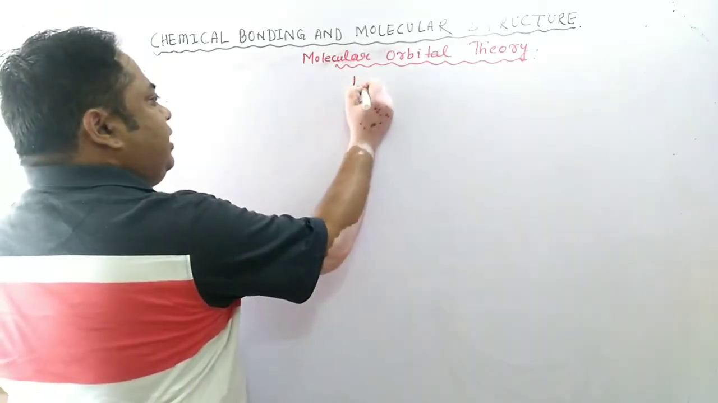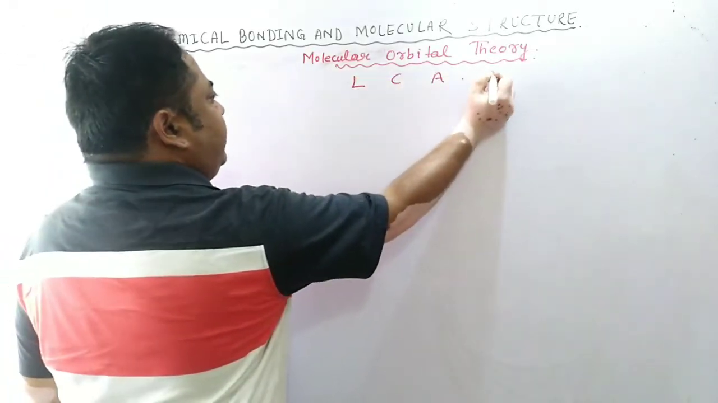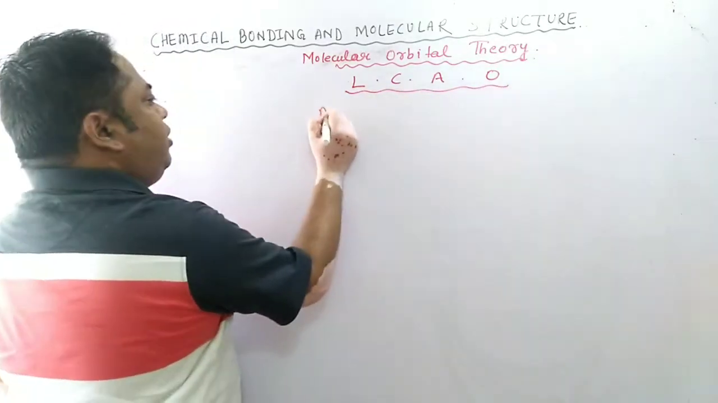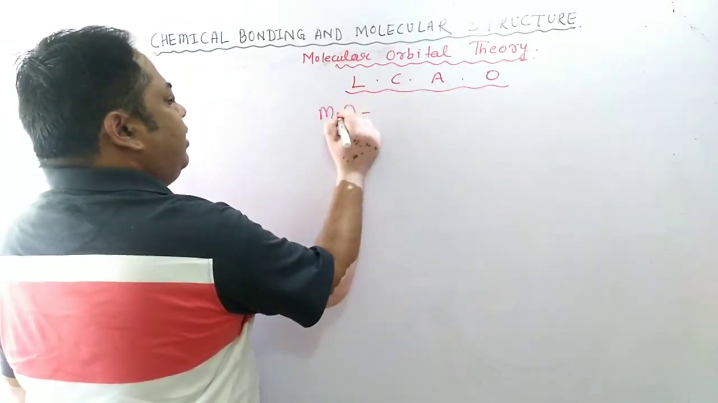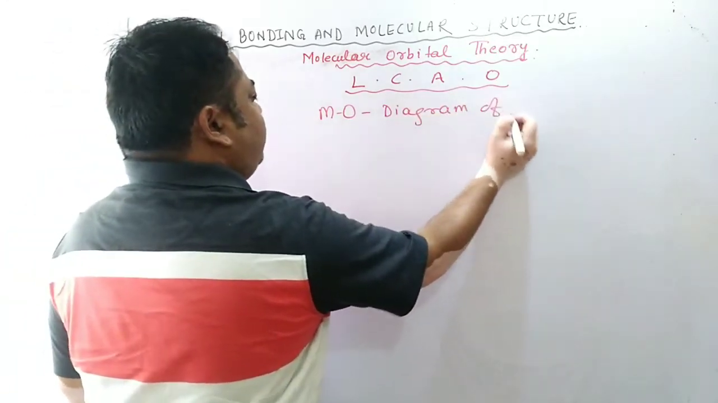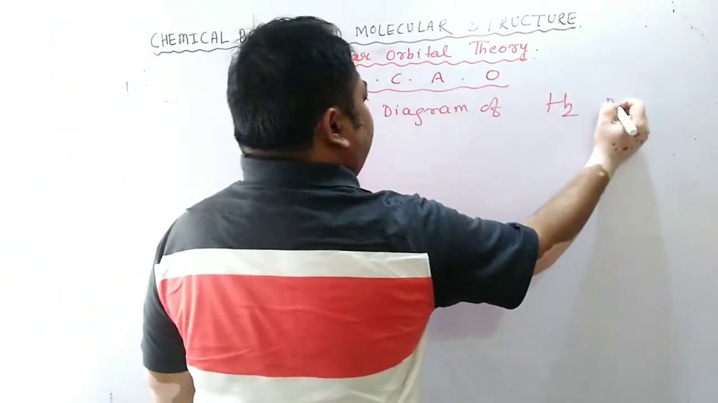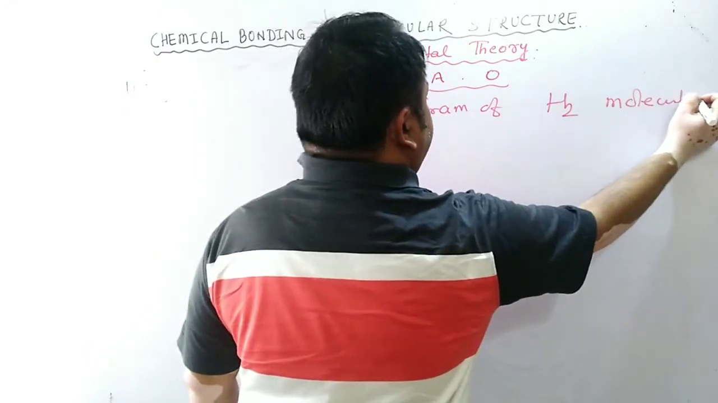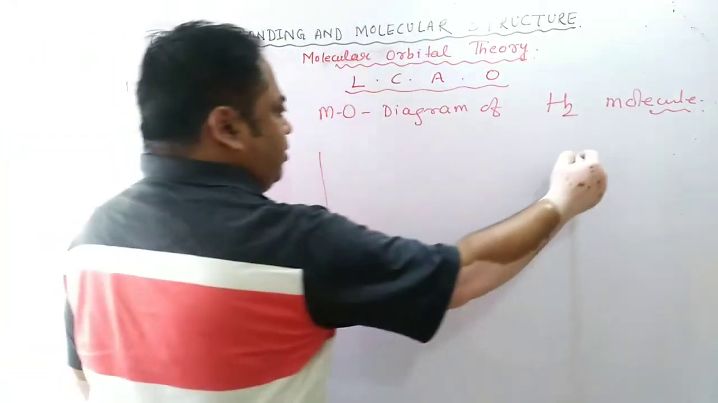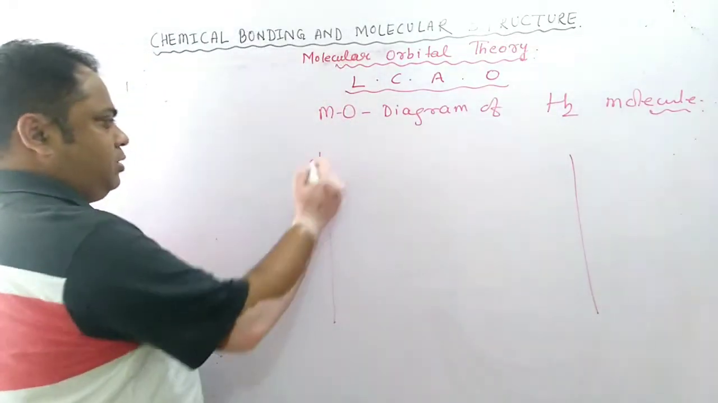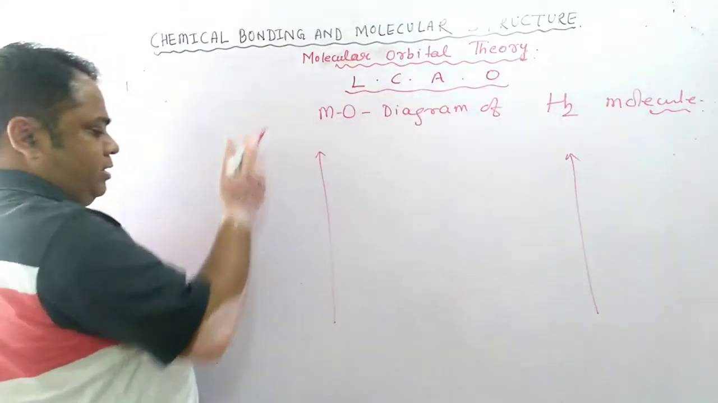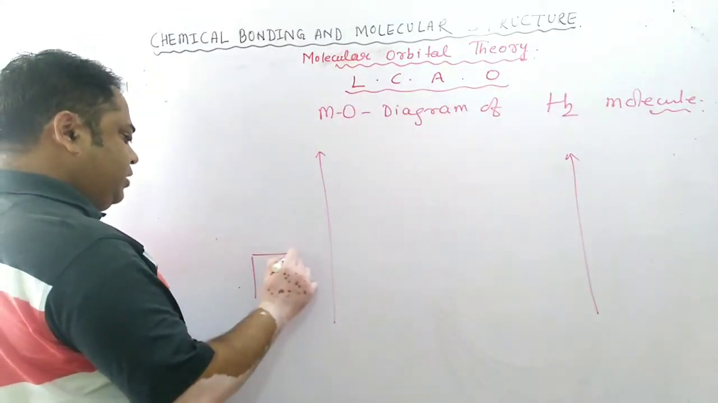What I said, linear combination of atomic orbitals takes place. So if I want to write down the molecular orbital diagram of the H2 molecule, very simple. We will start with a very simple one. Then we will take the atomic orbital of hydrogen, and this is the energy level from low energy to high energy. What happens? It has one s.